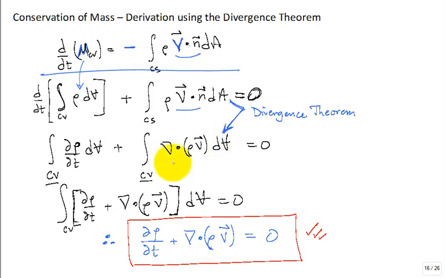Now I have a volume integral and a volume integral. Combine those volume integrals into one volume integral. They have to be 0 regardless of where the little volume integral is applied. Let it shrink to a point. The integrand, what's inside, has to be 0. But there it is. That's the continuity equation.